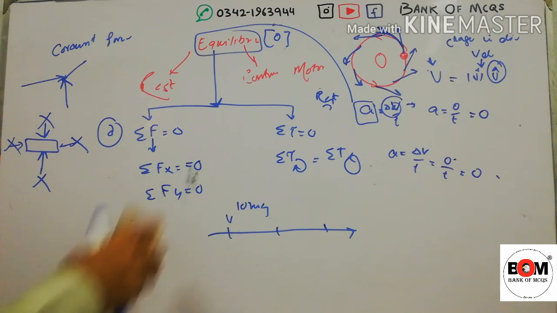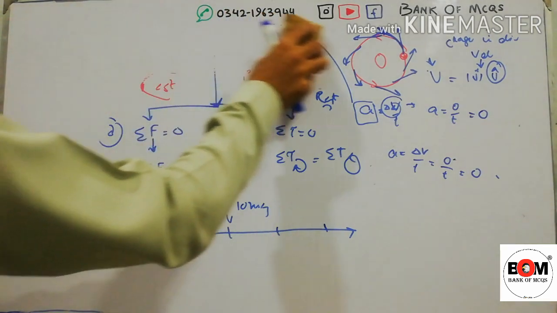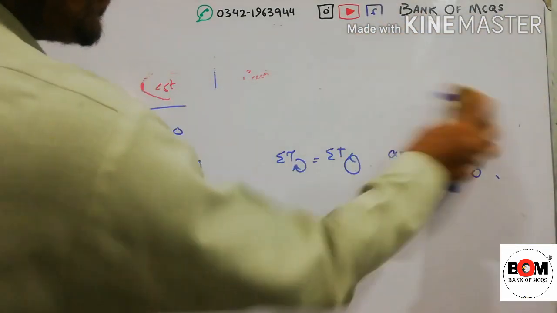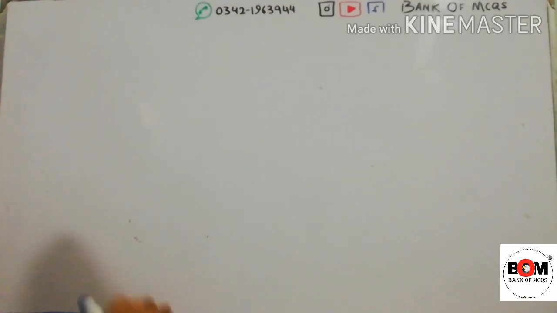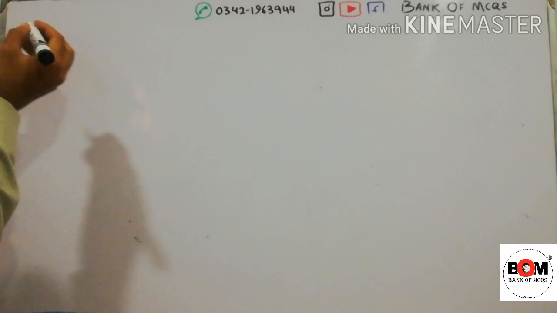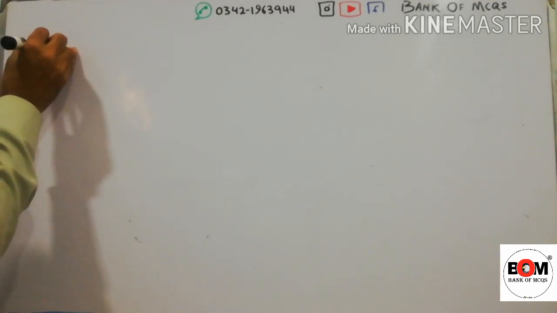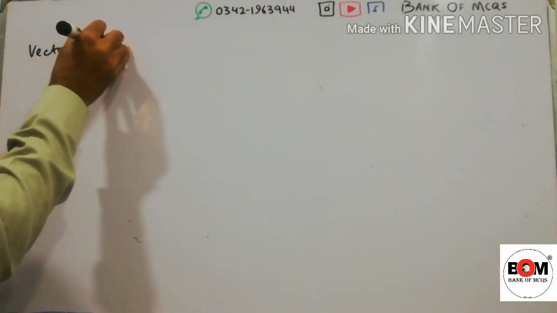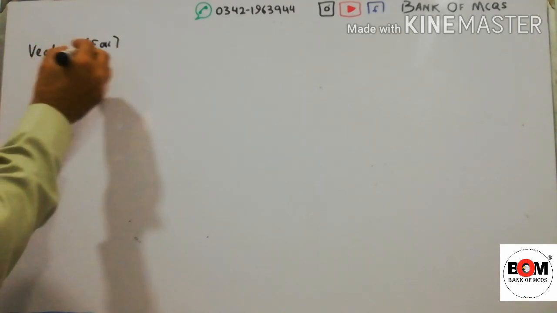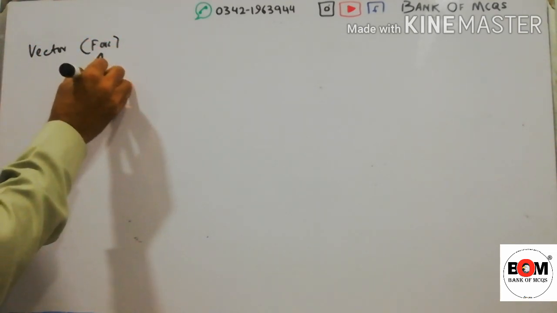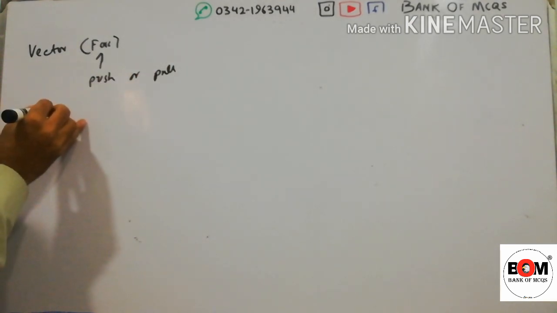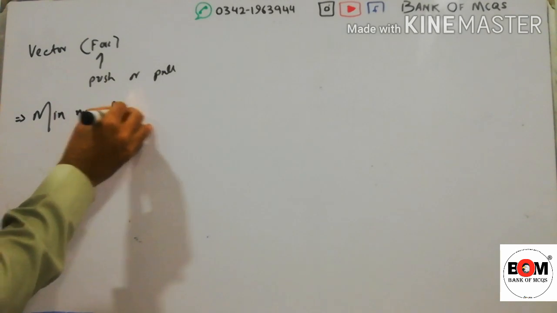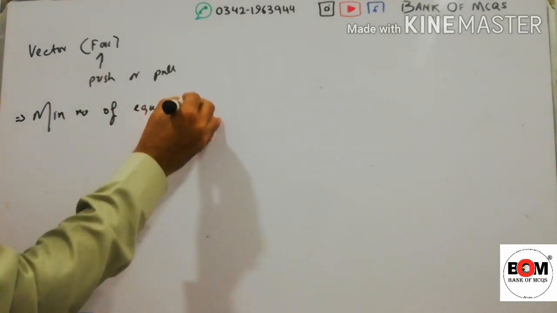Now, how to learn this equilibrium? I will draw an example. But before going to the example, I would like to give a touch to vector components. To understand vectors, always take force as an example of a vector, and force is simply a push or pull. Now the MCQ is: the minimum number of equal forces to keep a body in equilibrium.